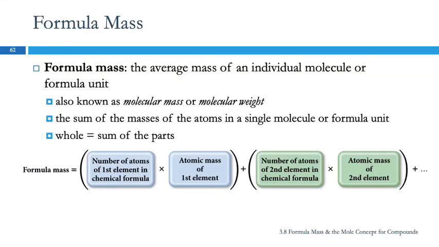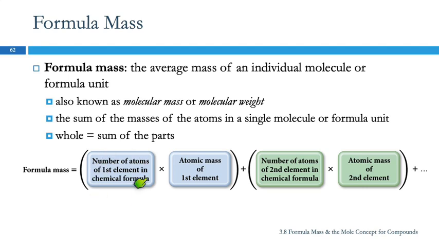Okay, now we're going to talk about formula mass. We've talked about atomic mass and molar mass. Atomic mass is the mass of an atom. Molar mass is the mass of a mole of something. So formula mass is the mass of an individual molecule or a formula unit. It's basically, look at the formula of the compound, how much would one piece of that weigh? Sometimes called a molecular mass or a molecular weight. And it's just the sum of the masses of all the atoms in that formula.